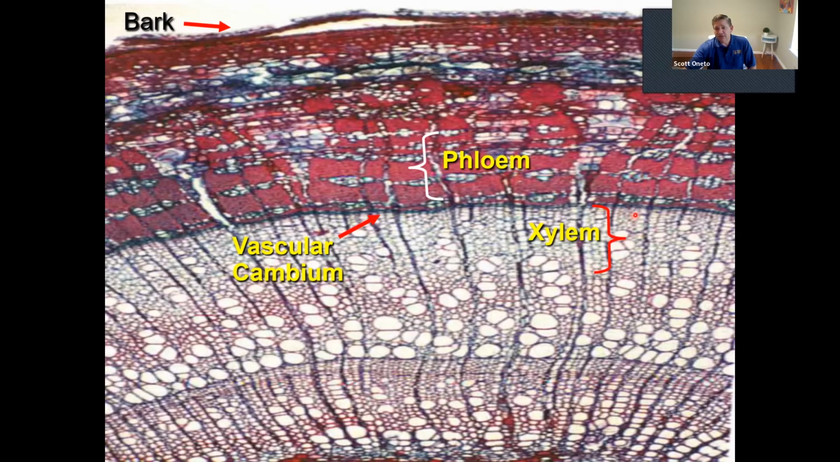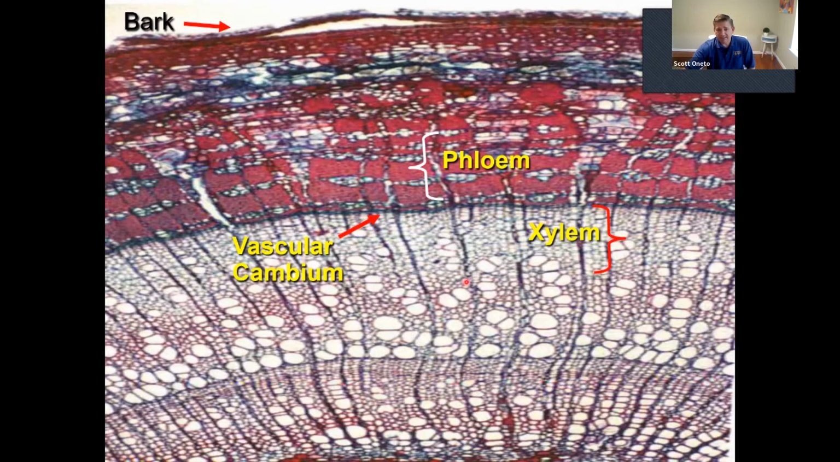cells that are right adjacent, really close to this lateral meristem. Those are the ones that are actively transporting. So it's these cells, these xylem cells right here, all along this ring, that are transporting water. It's these phloem cells right along the ring that are transporting sugars.